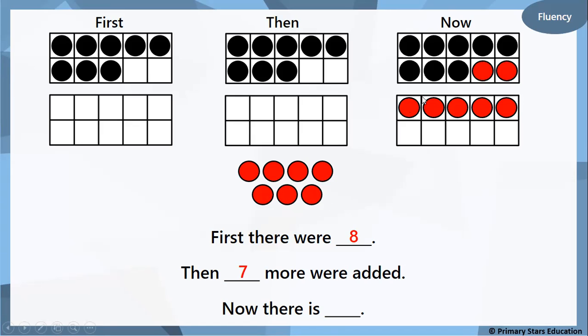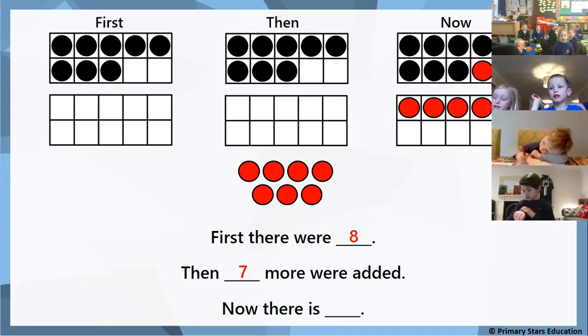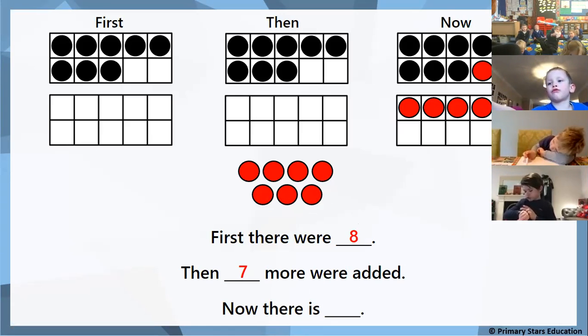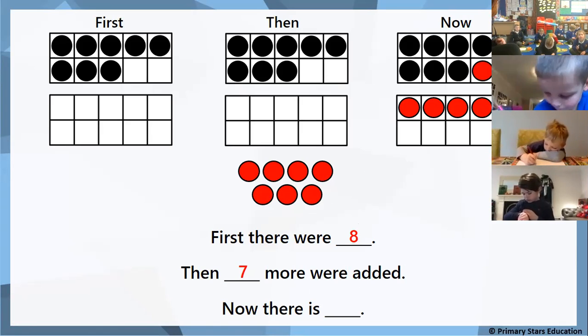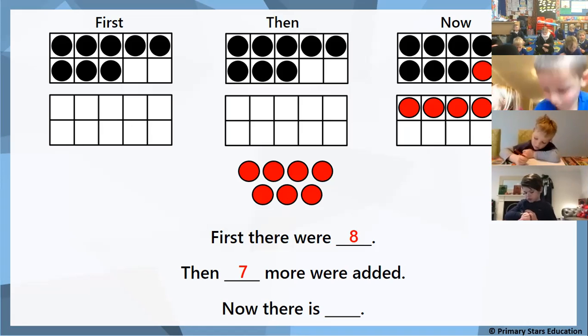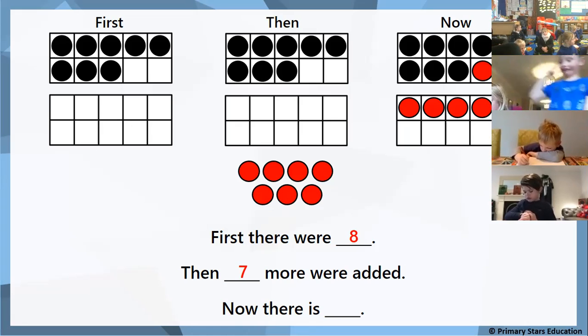So now we need to work out what 8 add 7 is. We need to see how many we've got all together. So count them carefully, add them up and see if you can write the answer down. So give you 5 more seconds. Cole, have a look at your 5 in 15. Good boy. See if you can change it.